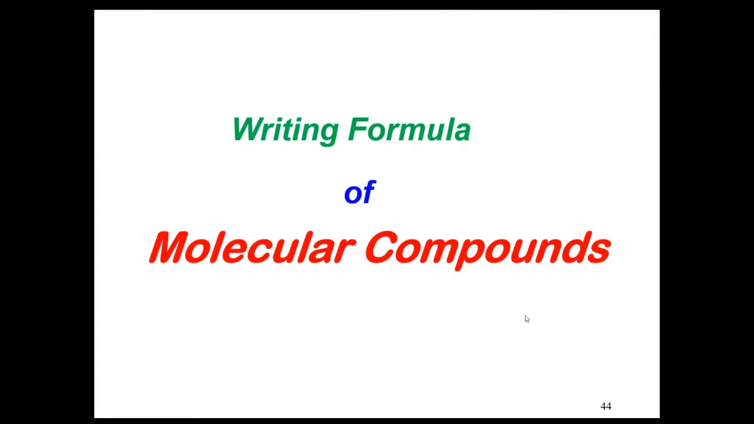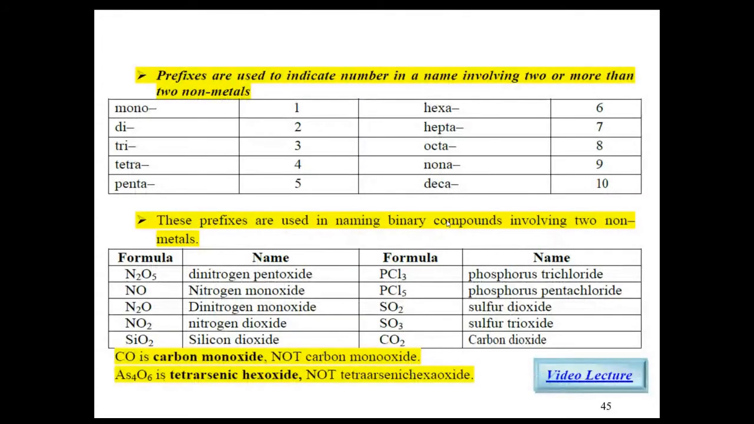to write a formula and how to write a name if a formula is given about ionic compounds. Now we are going to discuss writing formulas for molecular compounds. For molecular compounds, you have to know these terms. We use mono for 1, di for 2, tri for 3, tetra 4, penta 5, hexa 6, hepta 7, octa 8, nona 9, and deca 10. Now, how to write a name for any molecular compound?